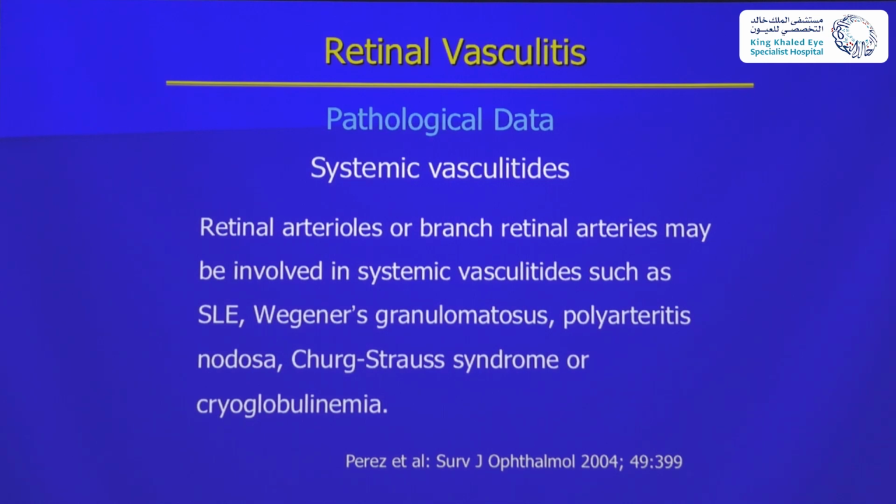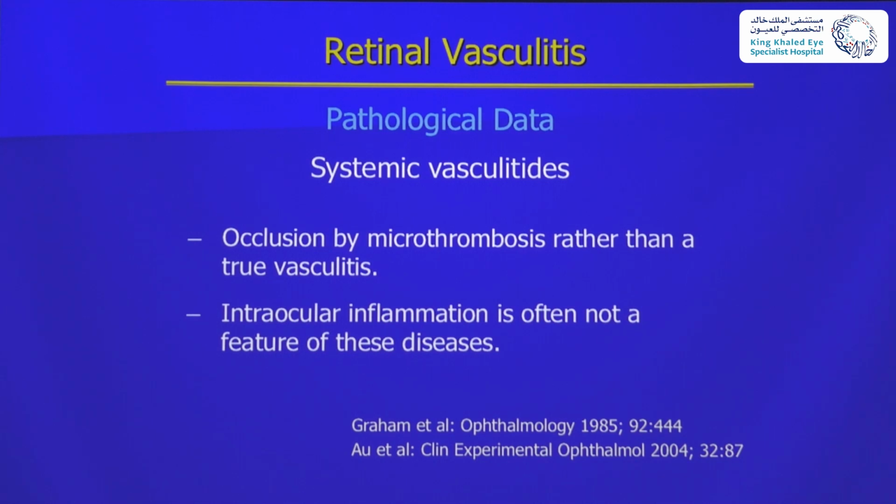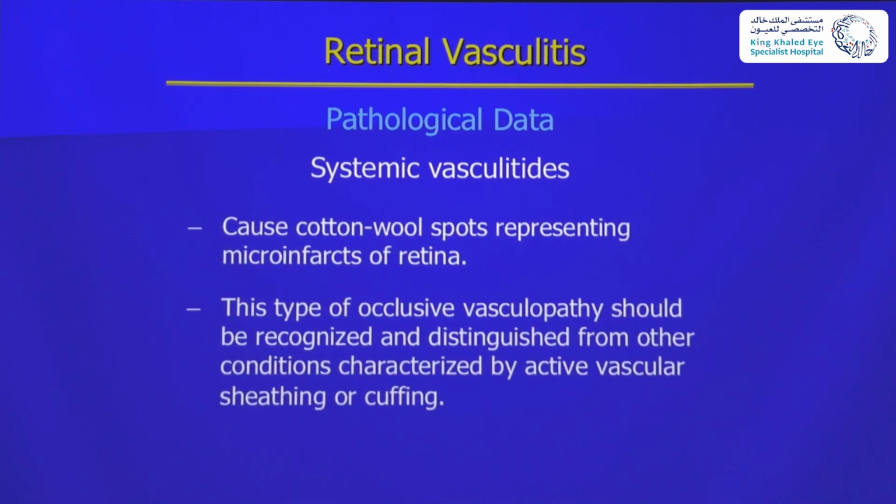The situation is different in patients with systemic vasculitic entities, such as systemic lupus erythematosus, Wegener's granulomatosis, polyarteritis nodosa and Churg-Strauss syndrome. Also, they always tell that these patients have vasculitis. It's not correct. There's no inflammation. The vascular occlusion in this patient is due to microthrombosis. There is no inflammation. So it's better to call the vascular disease in patients with systemic lupus erythematosus vasculopathy rather than vasculitis, because intraocular inflammation is not a feature of these diseases. But these diseases, because of the vascular occlusion, tend to affect the retina.